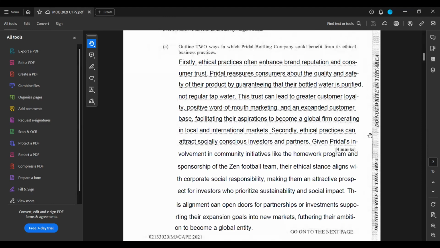Secondly, ethical practices can attract socially conscious investors and partners. Given Pridal's involvement in community initiatives like the homework program and sponsorship of the Zen District football team, the ethical stance aligns with corporate social responsibility, making them an attractive prospect for investors who prioritize sustainability and social impact. This alignment can open doors for partnerships or investments, supporting their expansion goals into new markets, furthering their ambition to become a global entity.